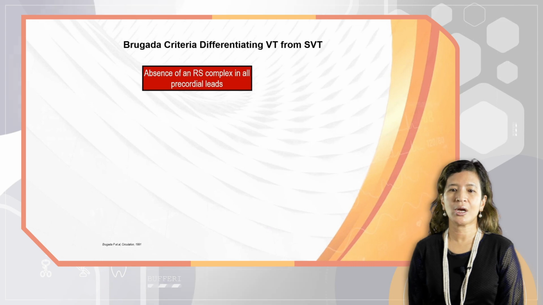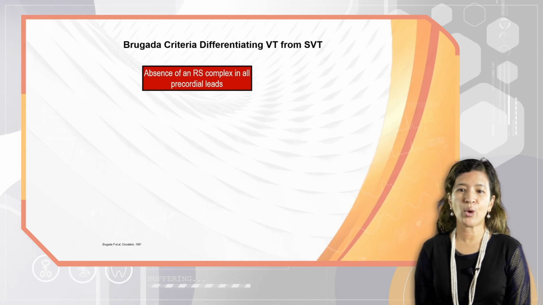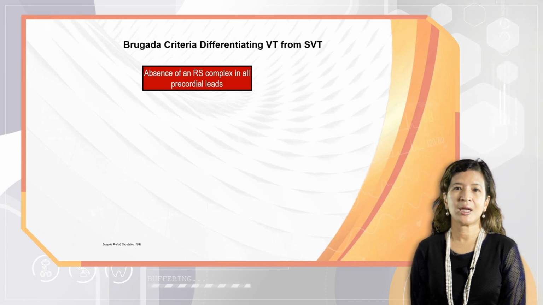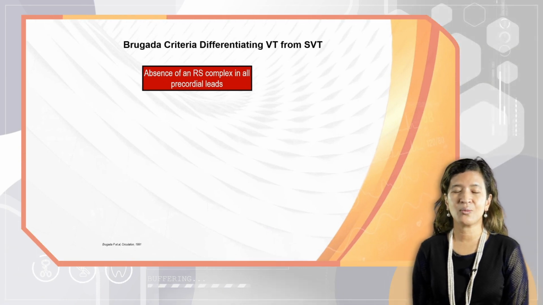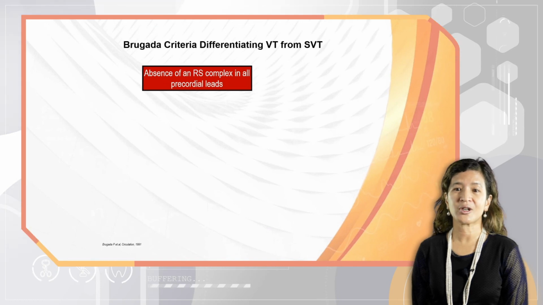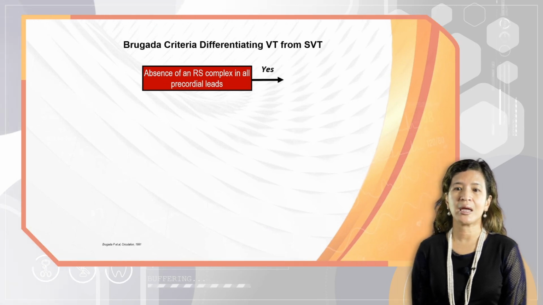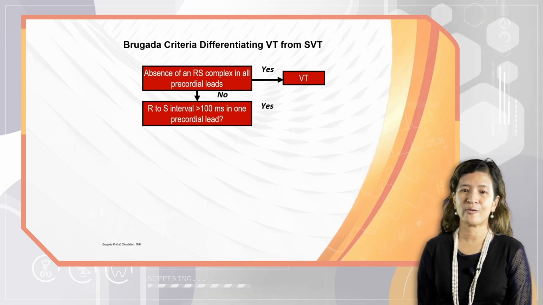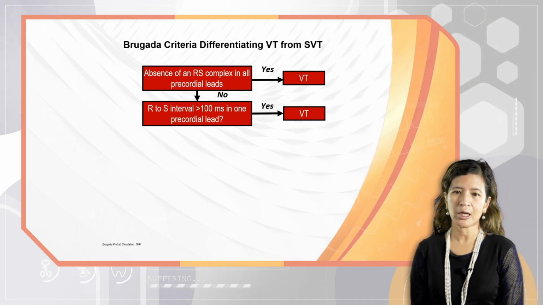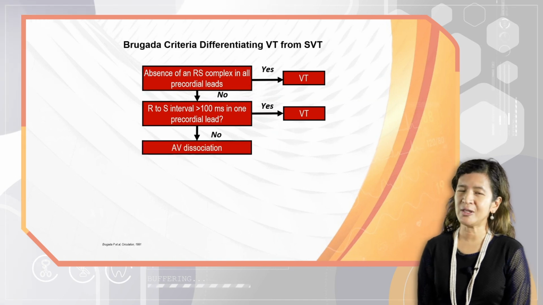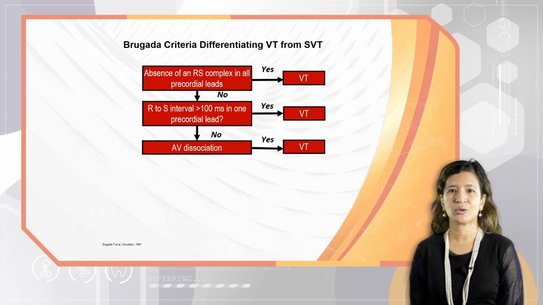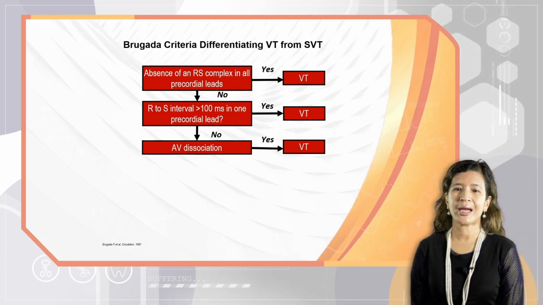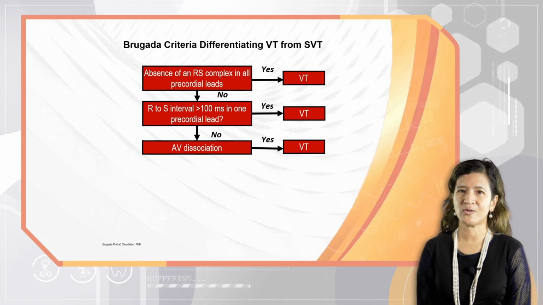Second criterion, RS interval more than 100 milliseconds or 0.1 second. That is actually called the Brugada criterion. If it is present, that favors VT. If it is absent, then that favors SVT. Third criterion, AV dissociation. We already defined that earlier. When present, highly suggestive of VT. When absent, that would favor SVT.